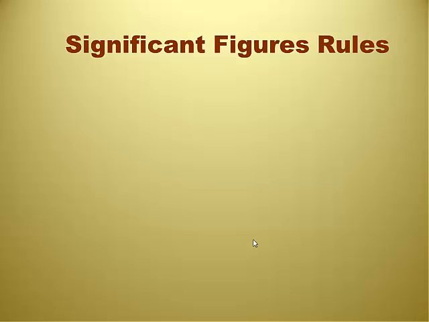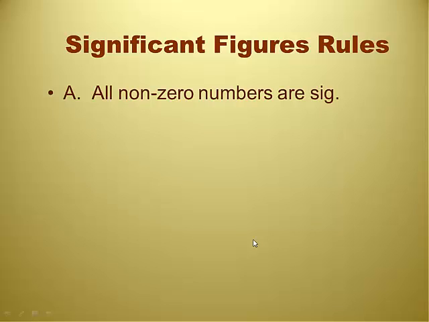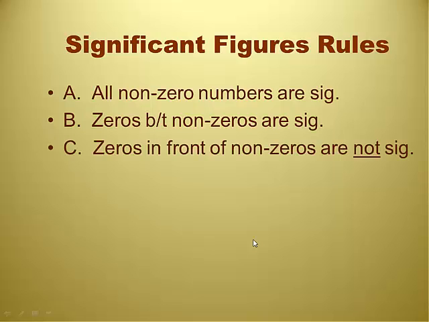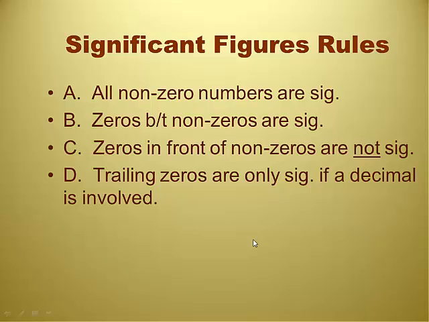Recognizing significant digits or significant figures. All non-zero numbers are significant. Zeros between non-zeros are significant. So sandwiched zeros are significant. Zeros in front of non-zeros are not significant. So if they're placeholders, they are not going to be significant. Trailing zeros are only significant if a decimal is involved. If they are merely placeholders, they are not significant. If there's a decimal, they're going to be significant.